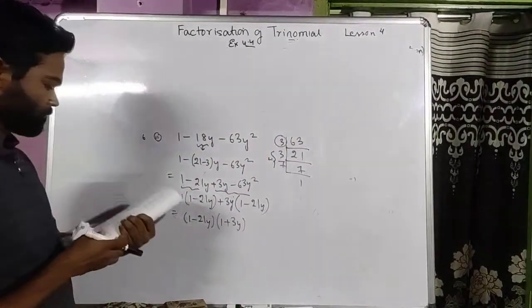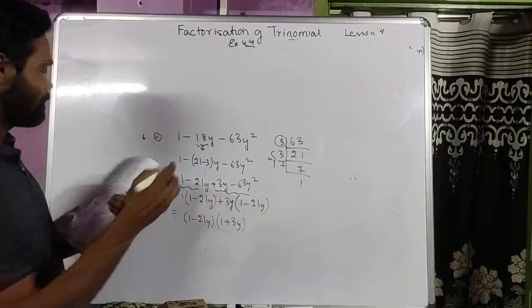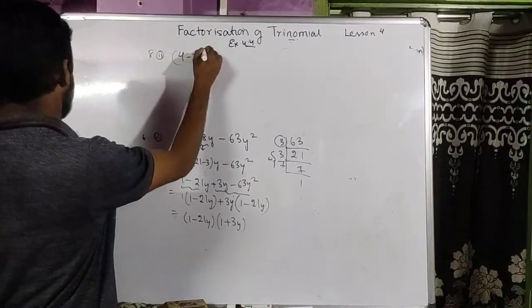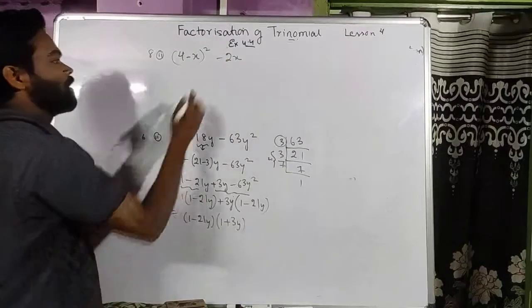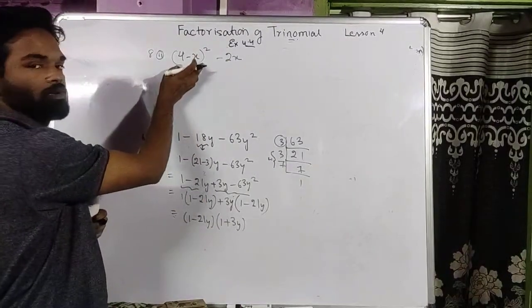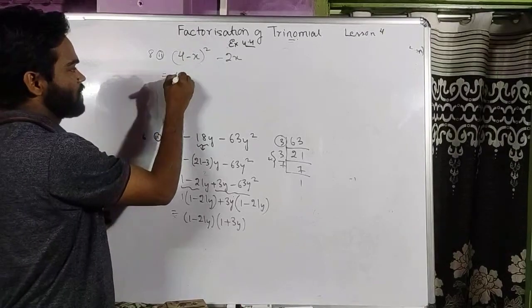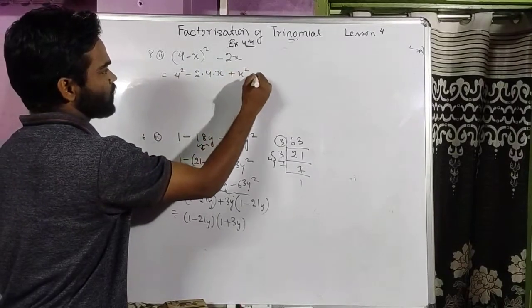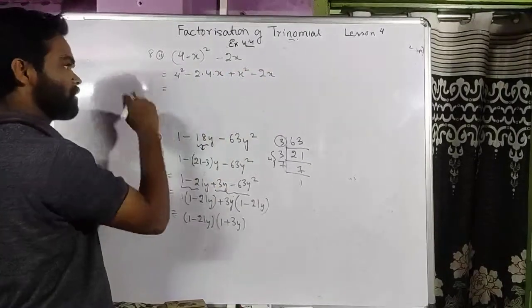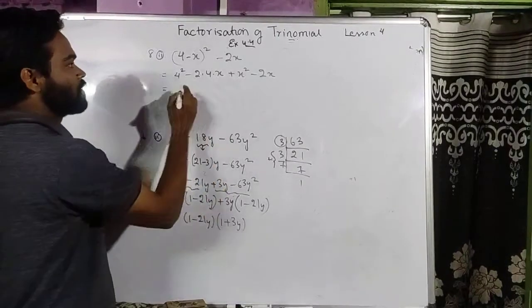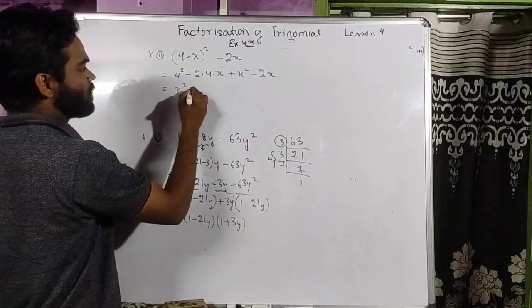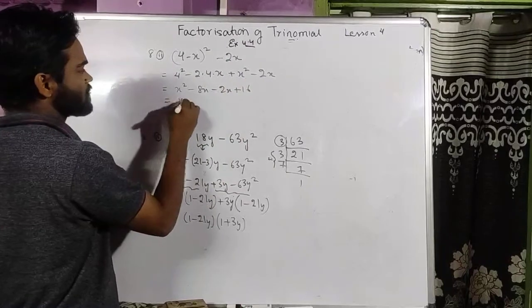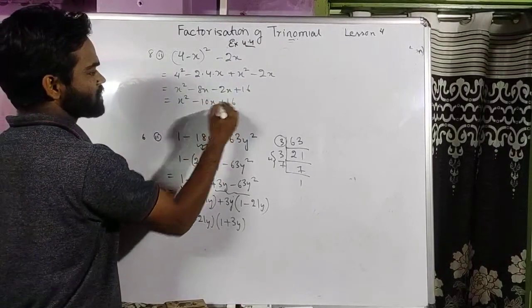Now we look at sum number 8 part 2. This is 4 minus x whole square minus 2x. The first thing, we'll expand this using the formula a minus b whole square. So this will be a square minus twice ab plus b square, minus 2x. Now we'll arrange it in the form of ax square plus bx plus c. So it will be x square, this is minus 8x minus 2x, and this is 16. So this is x square minus 10x plus 16.